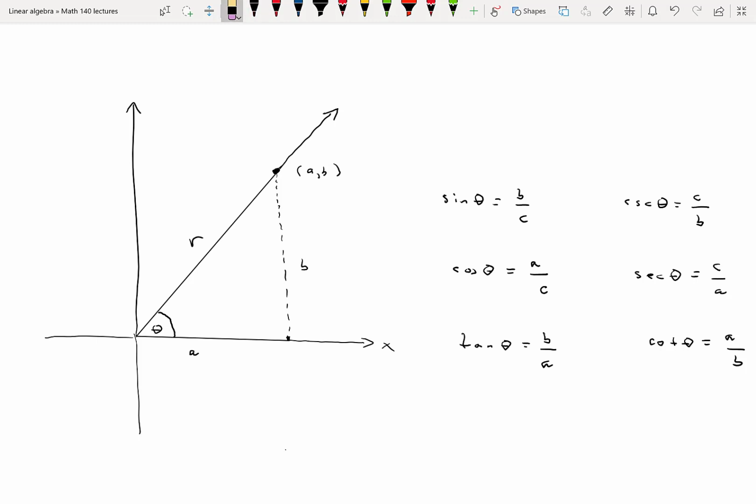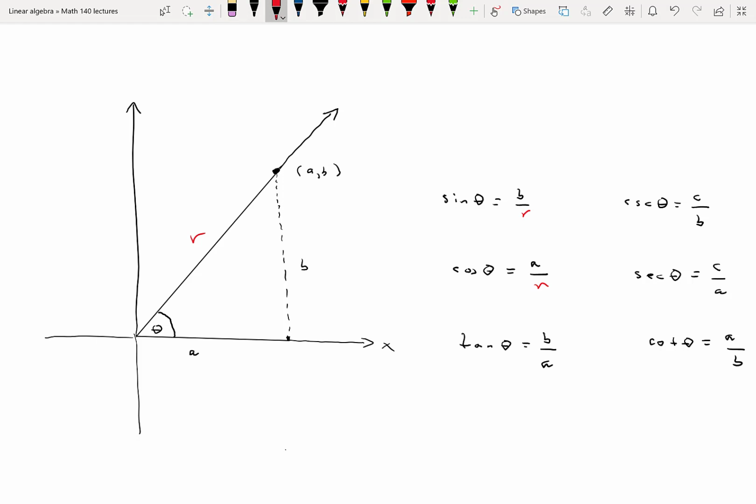Look at the sine. It has a C in it. In fact, I'll change R to, let's say, a red color here. So sine is B over R. Cosine is not A over C anymore, it's A over R.